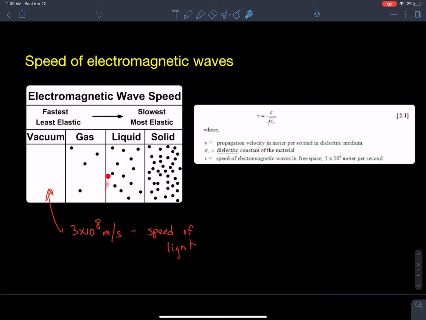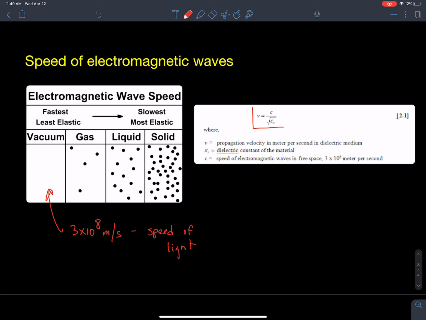In air, it is still about 3 times 10 to the 8 meters per second. But once it gets into water, you can divide that number by 1.3. That's how much it gets slowed down. And in a solid like diamond, you can divide that number by 2.5. It gets slowed down by a lot. So how do I know these things? Well, there's an equation for that, and we use it often when we talk about refraction.